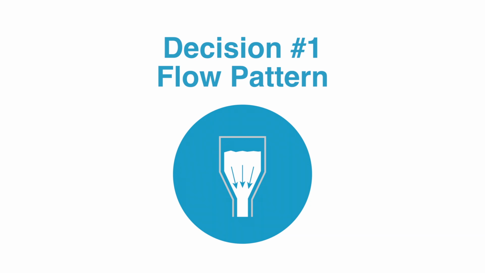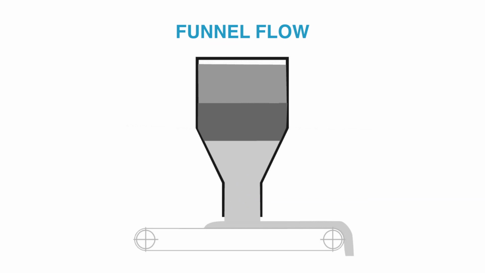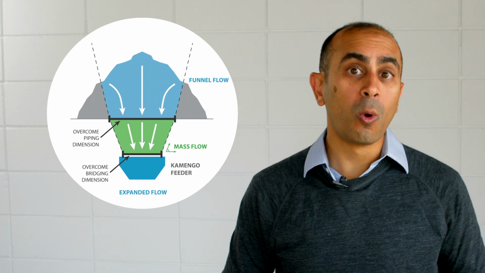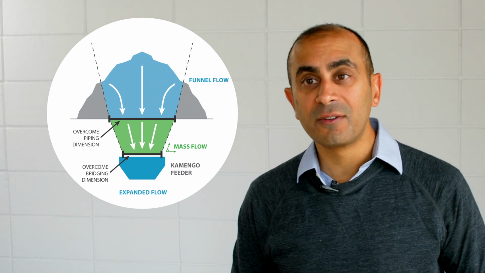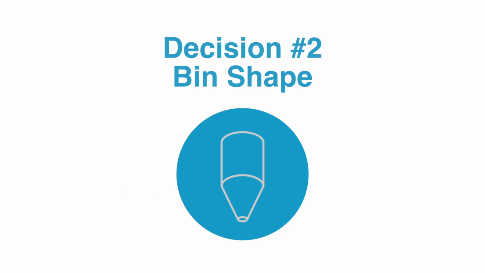Decision 1, flow pattern. What flow pattern are you designing for? Are you designing for mass flow, which is our first in, first out flow pattern, where material slides down the bin walls, where material comes down as a single body, where all the material is in motion? Or are you designing for funnel flow? Funnel flow is our first in, last out flow pattern, where material shears through itself. Or are you designing for expanded flow, where you will combine a mass flow segment with a funnel flow segment?